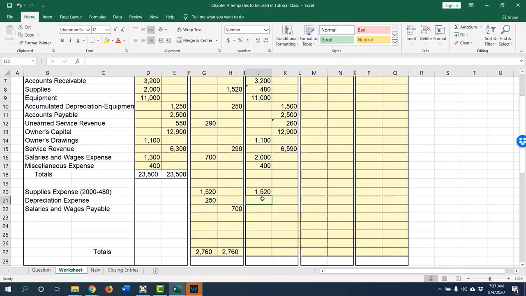Depreciation expense is almost similar. It will be on the debit side too, and the value will be 250 because there is no credit, only debit by 250. So the debit side will be higher by 250. Salaries and wages payable is opposite because that's a liability account. So it has been created here, and the balance will also be 700 on the credit side.